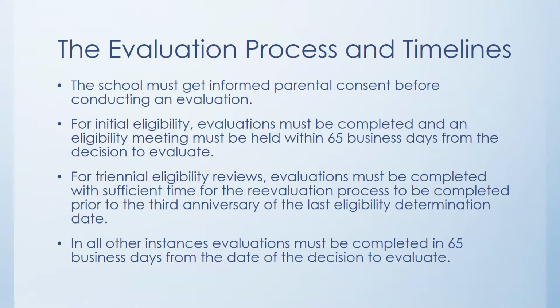For evaluations determining initial eligibility for special education services, the school must complete evaluations and hold an eligibility meeting within 65 business days from the decision to evaluate. Evaluations for triennial eligibility review must be completed with enough time for the reevaluation process to be completed before the third anniversary of the last eligibility determination. In all other instances, evaluations must be completed within 65 business days from the date of the decision to evaluate.